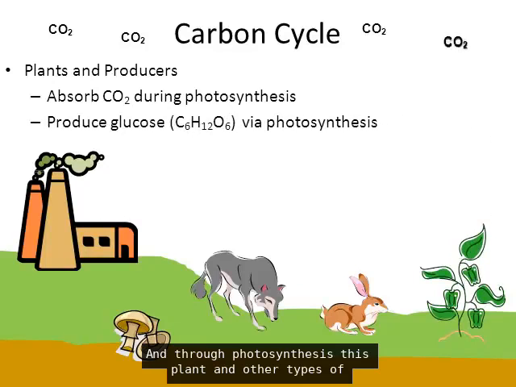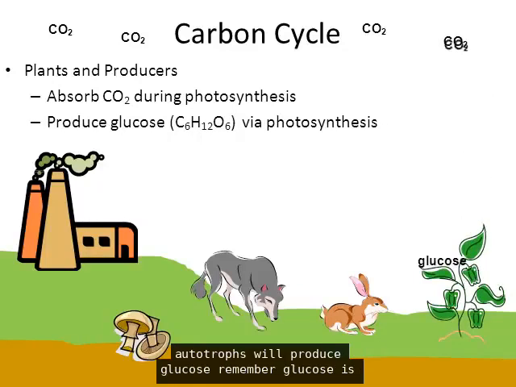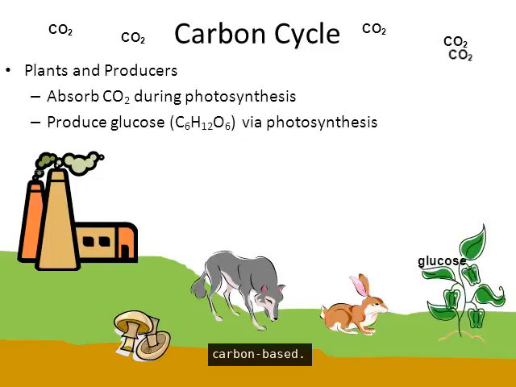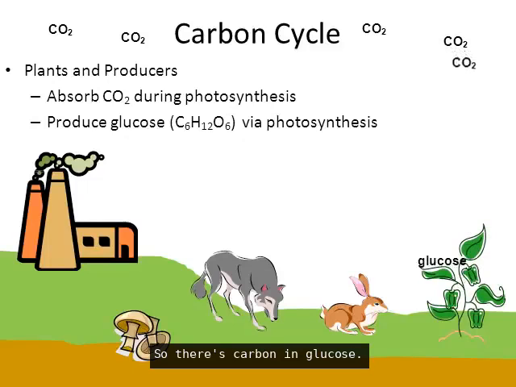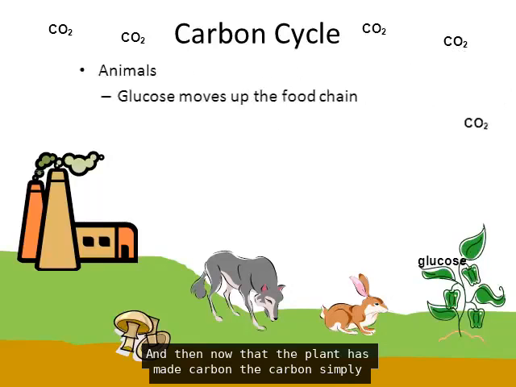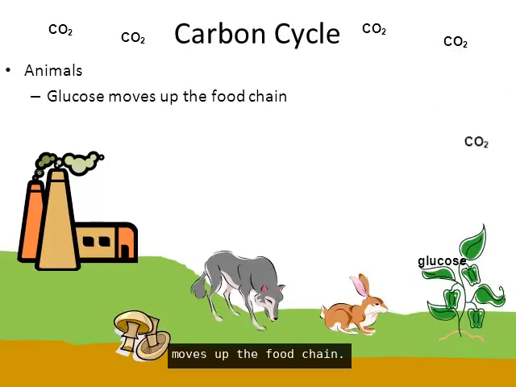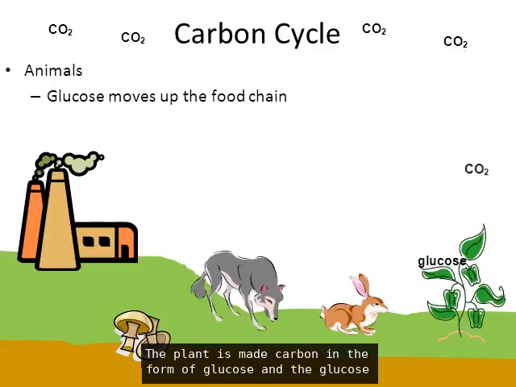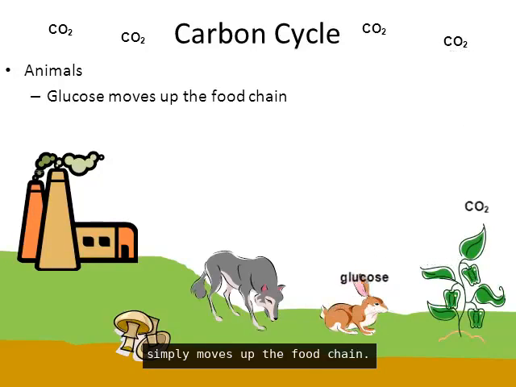And through photosynthesis, this plant and other types of autotrophs will produce glucose. Remember, glucose is carbon-based, so there's carbon in glucose. And now that the plant has made carbon, the carbon simply moves up the food chain. The plant has made carbon in the form of glucose, and the glucose simply moves up the food chain.